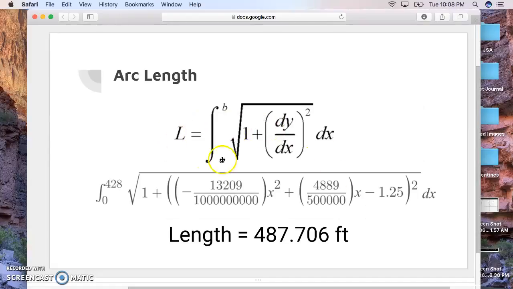So here's the formula for arc length. It is basically a definite integral involving the square root of 1 plus the derivative squared. And when you place these values in, it looks a little something like this, starting at 0 and ending at 428 feet, because that's the distance we're covering. And when you put it all together, you get this kind of messy looking equation. However, you do get a nice clean number of 487.706. So that would be the length of the curved part of the path.